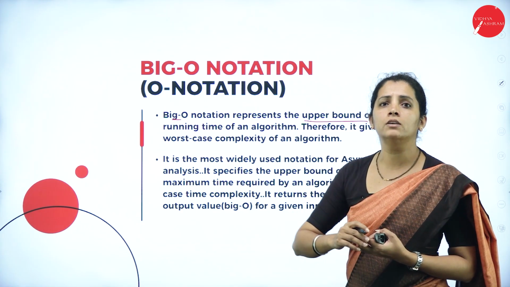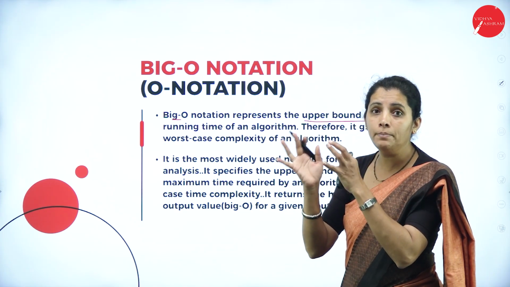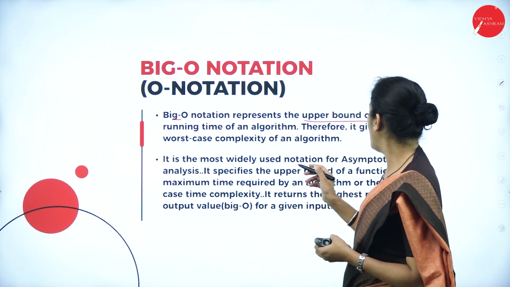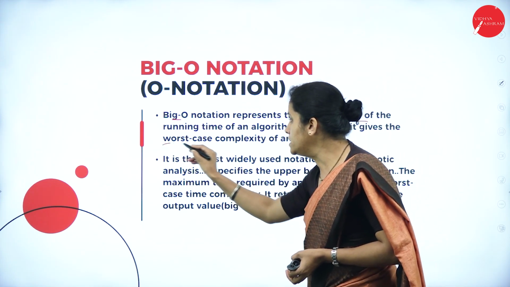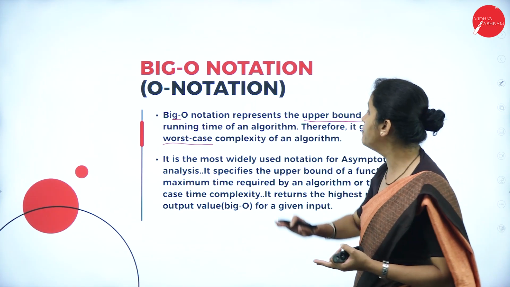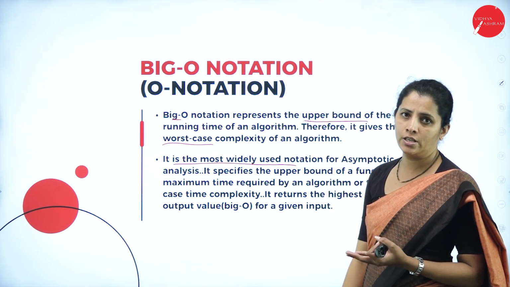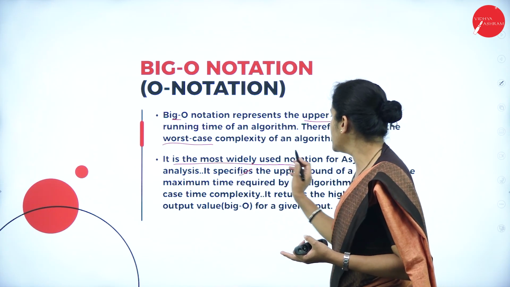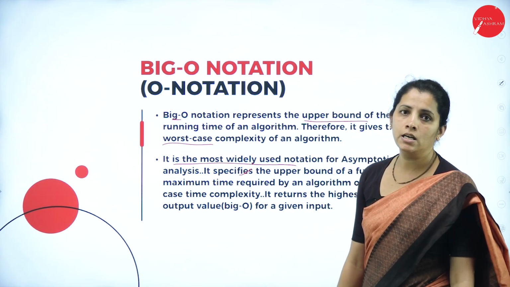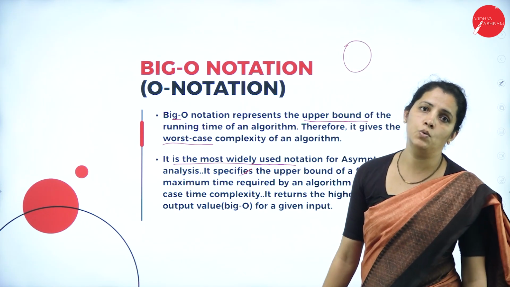In the sense of at most, the maximum limit, it is the upper bound of the runtime of an algorithm. So it gives the worst case time complexity. It is the most widely used notation and it specifies the upper bound. The worst case time complexity is represented by big O.